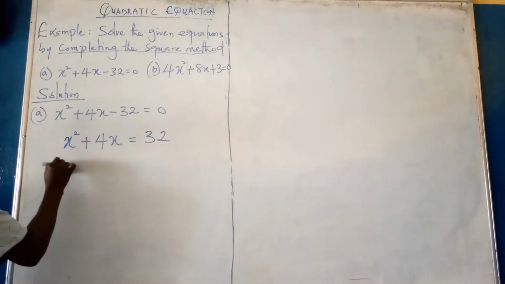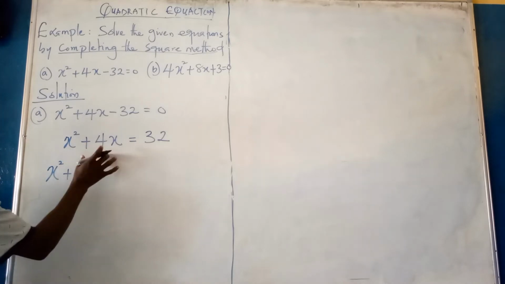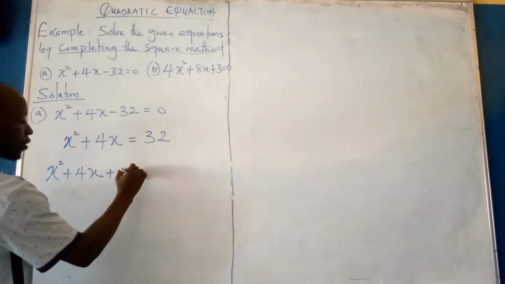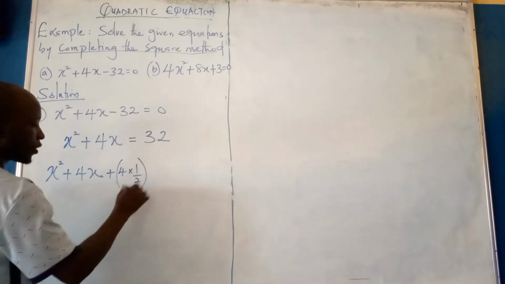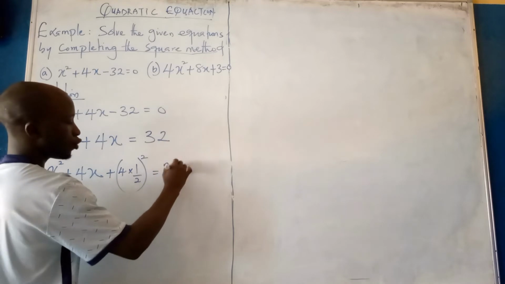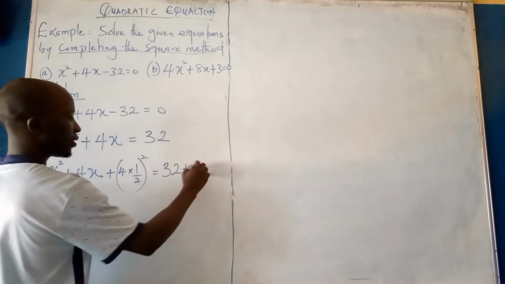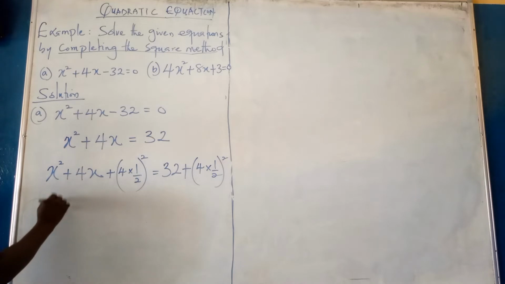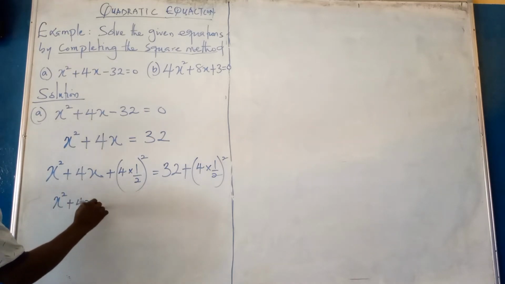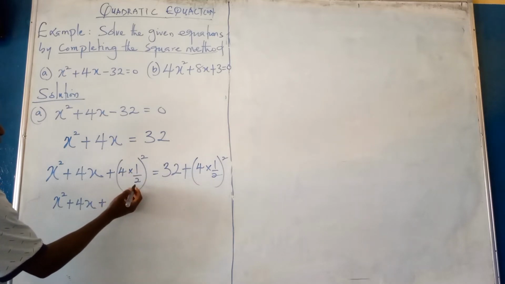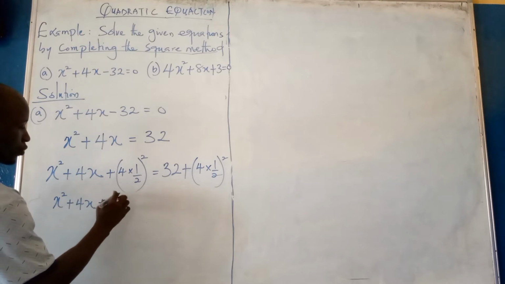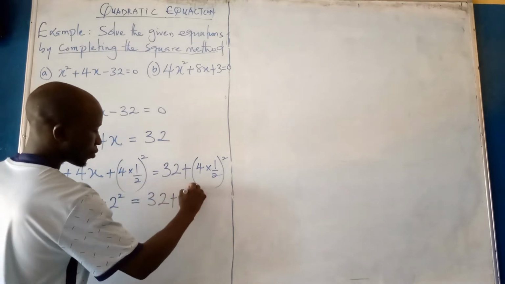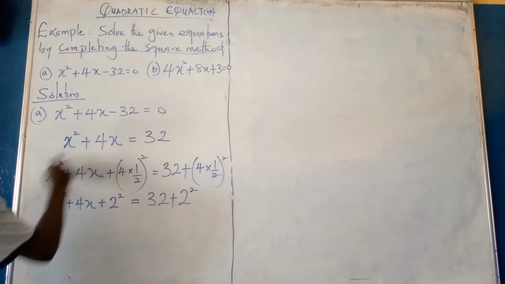What we're saying is, we already have x squared plus 4x. Now what we add to both sides is the coefficient of x, which is 4, multiplied by 1 over 2, then squared, equals 32 plus 4 times 1 over 2 squared. So we have x squared plus 4x plus 2 raised to the power 2 equals 32 plus 2 raised to the power 2. We do this to make sure that this becomes a perfect square.